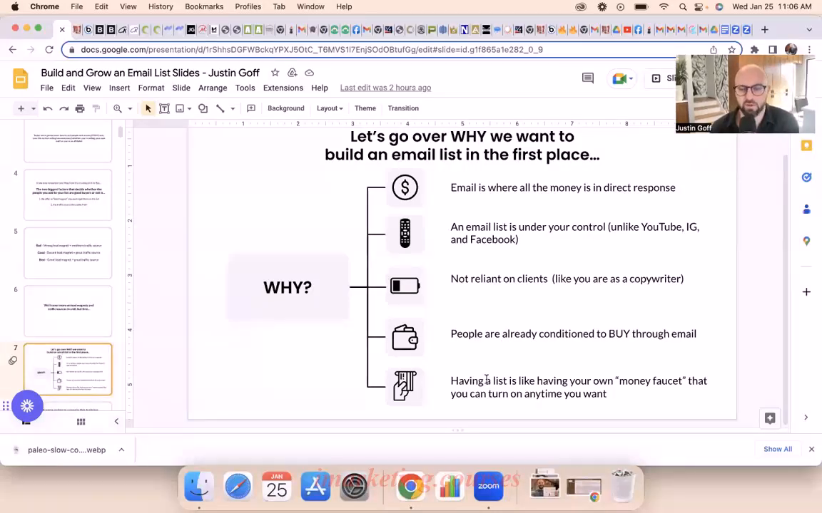Last but not least, having a list is like having your own money faucet that you can turn on and turn off anytime you want. If you have a list that has people with money on it and that are interested in hearing what you say, you can do all kinds of cool stuff: trainings, sell products, coaching, whatever it is you want to do, and you can create money out of thin air. So having an email list is pretty damn special.